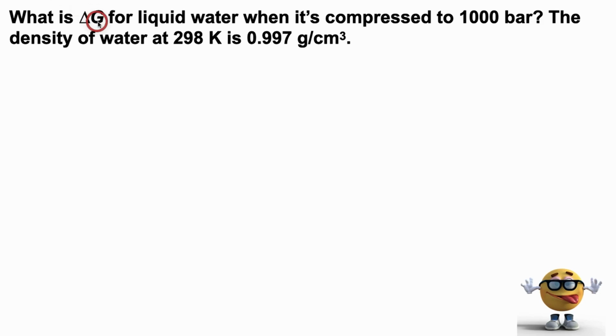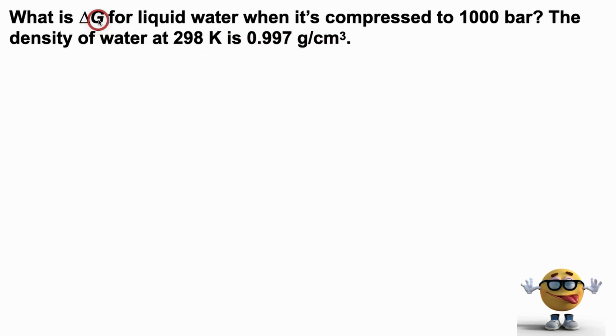Alrighty, gang, we're going to show how Gibbs energy changes with pressure, so the pressure variance of Gibbs energy, and we're going to do that using a common exam problem. And this is it right here. What is the change in Gibbs energy for liquid water? So we're going to deal with a liquid, not a gas, when it's compressed to 1,000 bar. And we're given the density of water at 298 Kelvin is 0.997 joules per centimeters cubed.